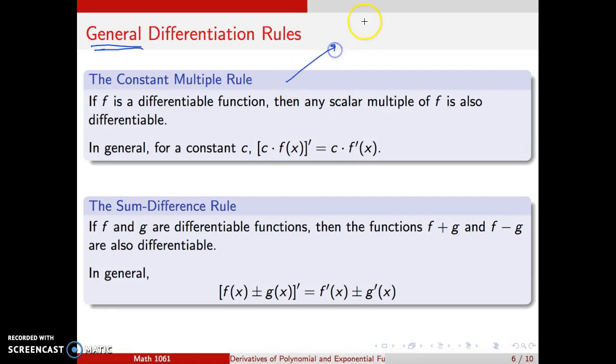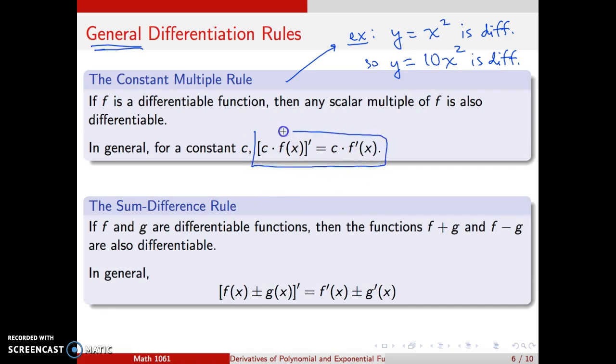So for example, we know that this is differentiable because we can use the power rule and we know how to come up with the derivative. So this function is differentiable, and what we would do is just take the derivative of the one we know, x squared, so the derivative is 2x, and then multiply it by the constant. That's what this is saying. It's easy to get overwhelmed with the notation. Don't let your head spin over it. It's really just saying a constant doesn't affect what's going on.